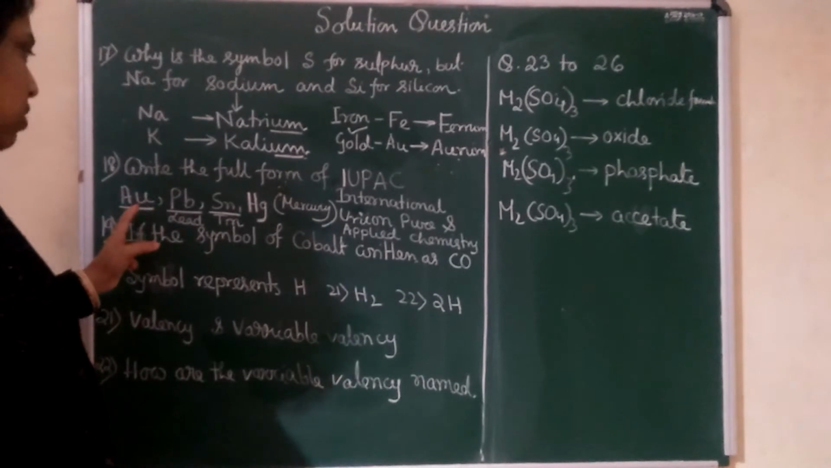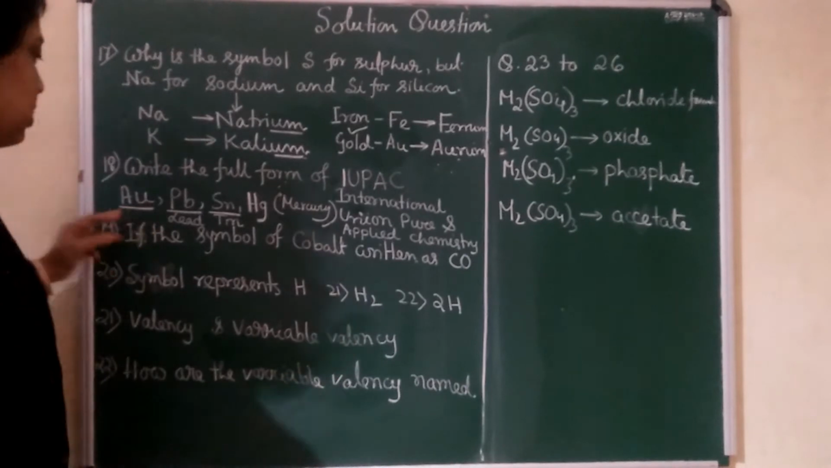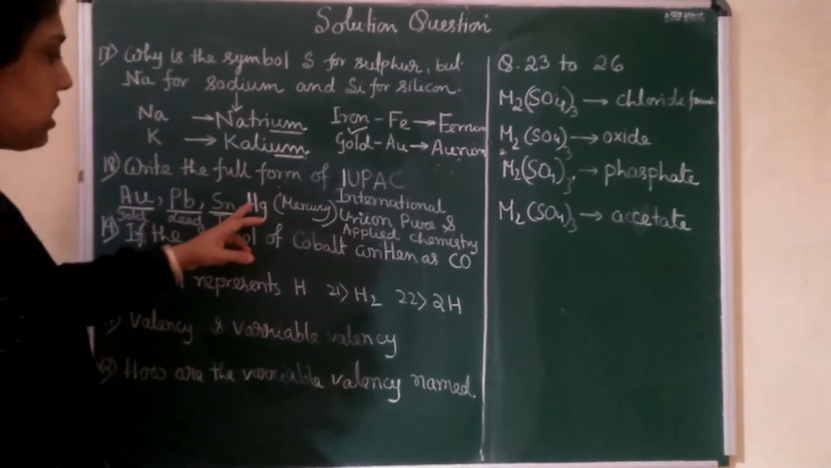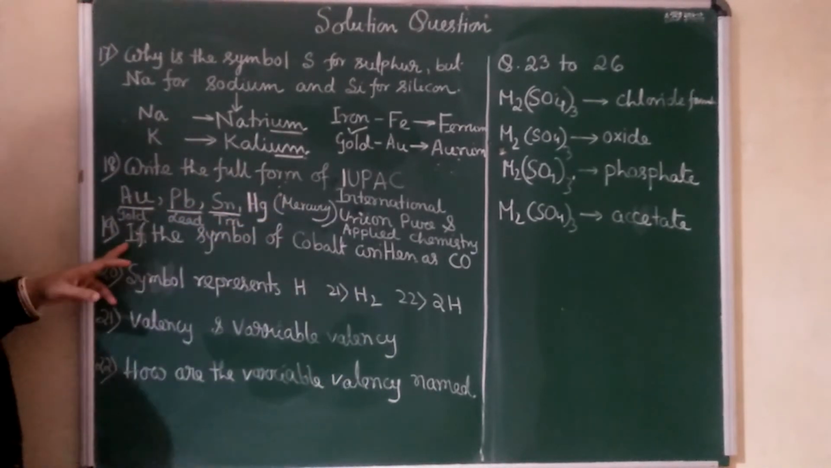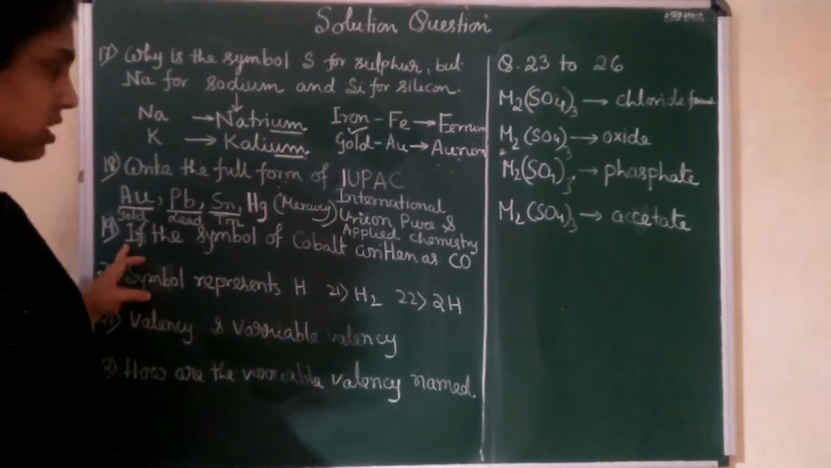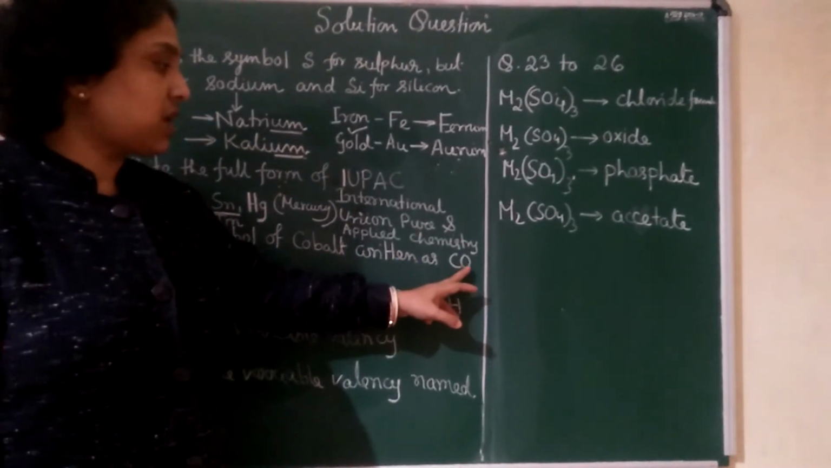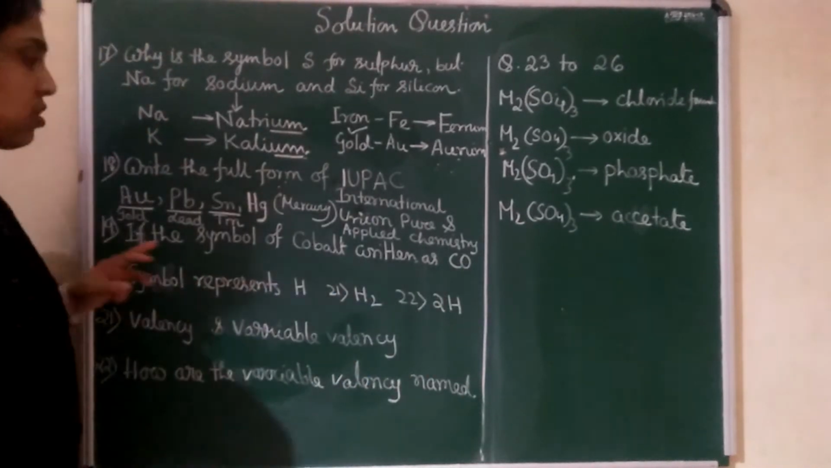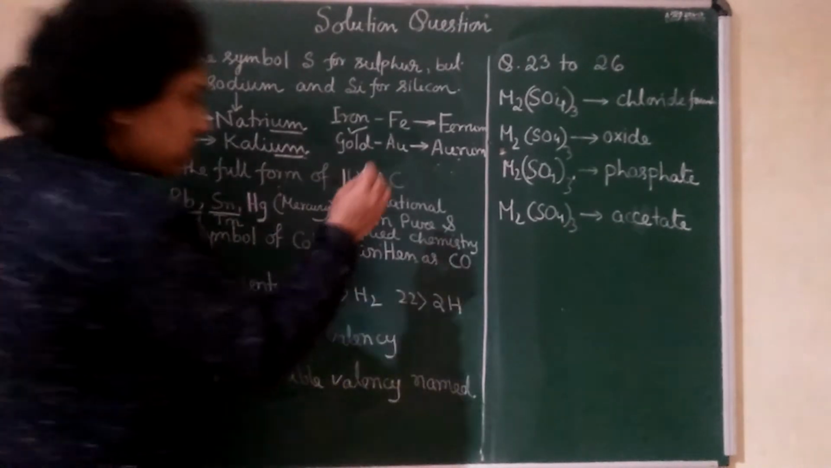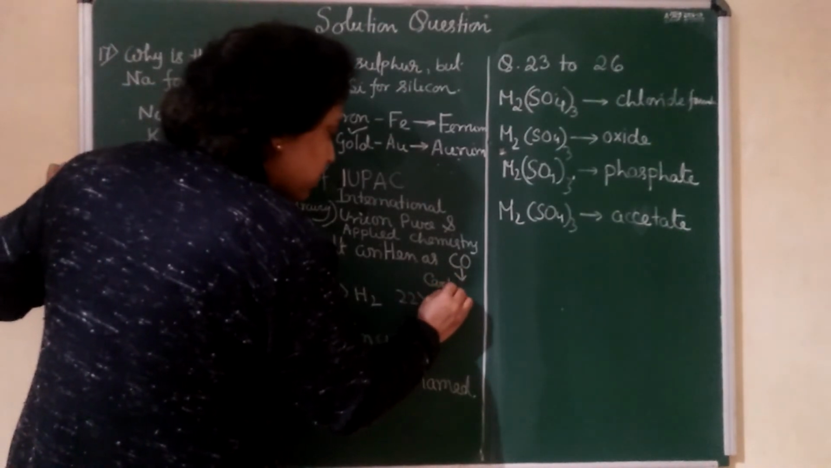And the next question: which element does the symbol represent? Au is gold, right? Au gold, Pb lead, Sn tin, and Hg mercury. Now a different type of question but similar. If the symbol of cobalt is written as C, capital O, is it wrong? And if it is wrong, how is it wrong? In that question paper also, CO represents carbon monoxide.